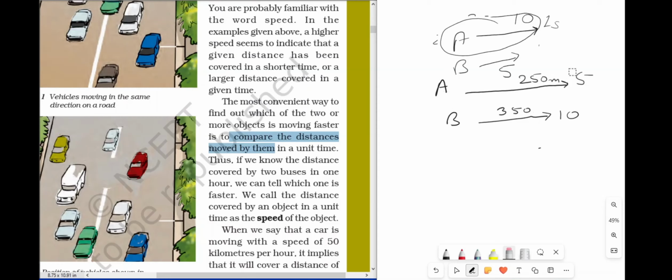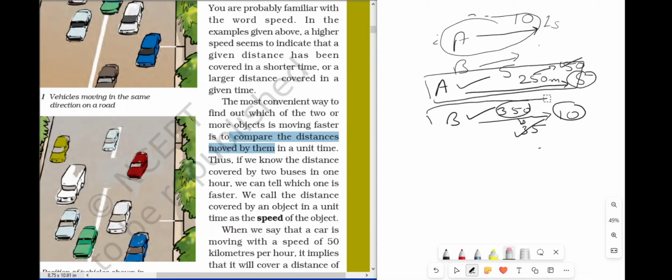तो हम क्या करेंगे कि we'll see how much A traveled in a unit time and how much B traveled in a unit time. तो अगर ये 5 सेकंड में 250 मीटर्स जा रहा है तो 1 सेकंड में कितना जाएगा? 50 मीटर्स. और अगर ये 10 सेकंड्स में 350 जा रहा है तो 1 सेकंड में कितना जाएगा? 35 meters. So we can see that this is going 50 meters in 1 second and this is going 35 meters in 1 second. तो इससे हम क्या अनुमान लगा सकते हैं कि A की स्पीड is far more than B की स्पीड.